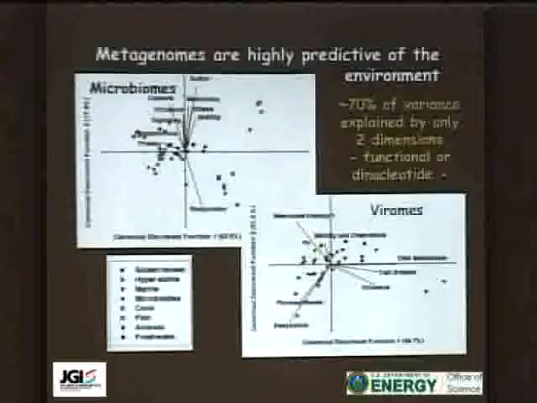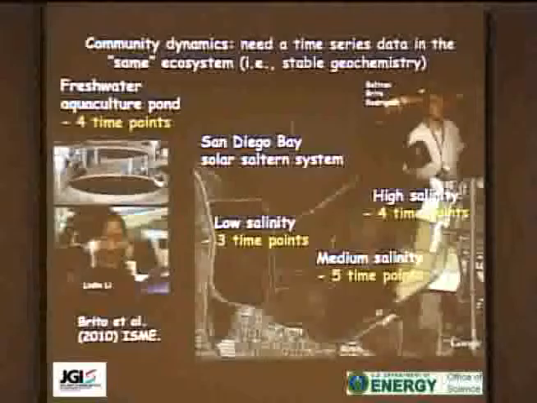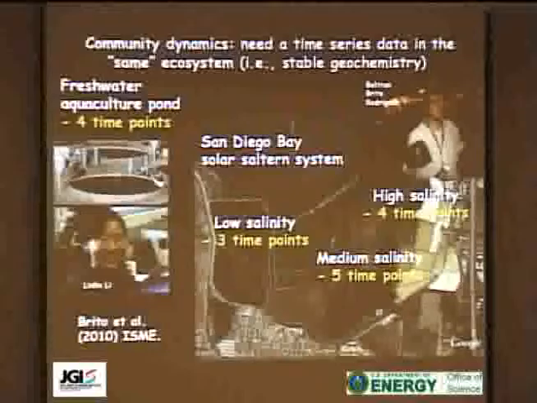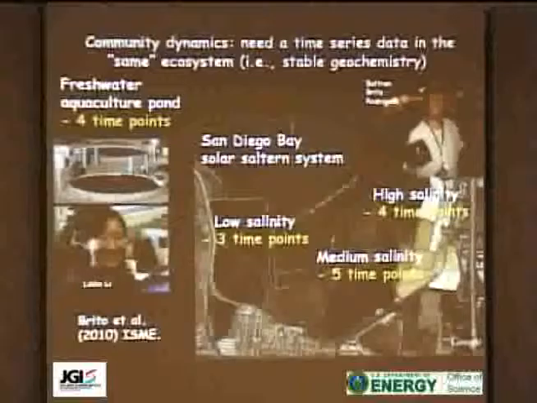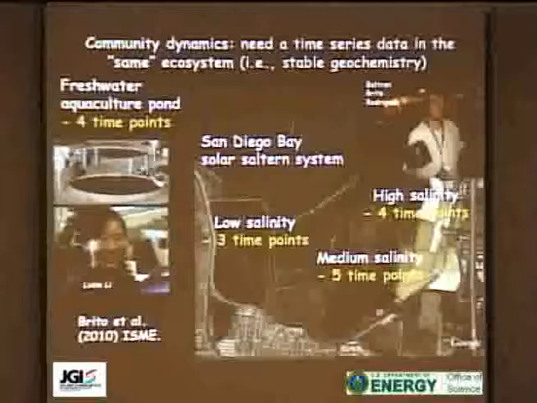Okay. So how do we get all this diversity, but we get all of these changes? And we've picked a diversity gradient to do this. And the diversity gradient is this aquaculture system and a saltern system. So this is freshwater going to low salinity. So this is actually the bay in San Diego. And this low salinity pond is just a little higher than regular seawater, so say 3.6% salt. And then it goes up to here, which is about 12%, and then this is about 35 to 40% salt.